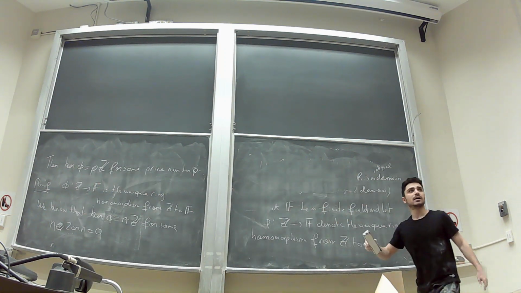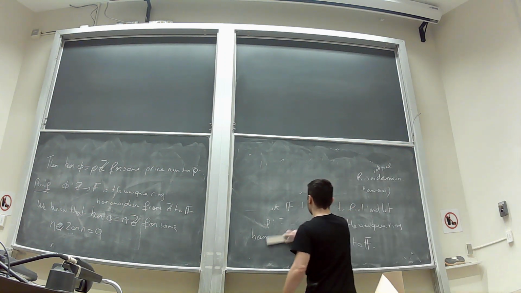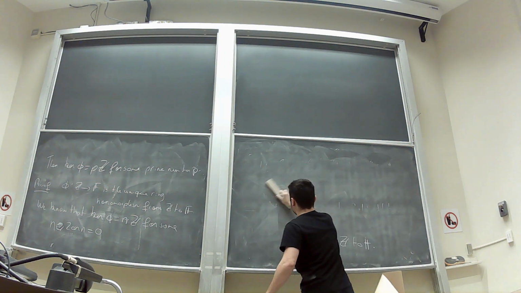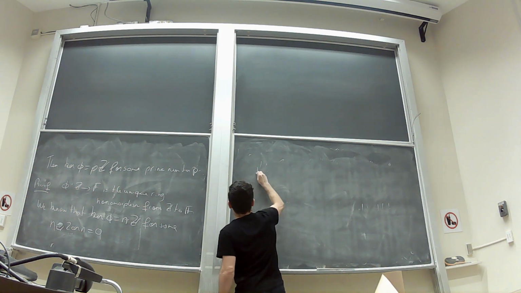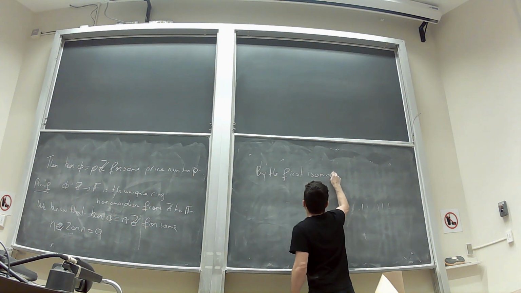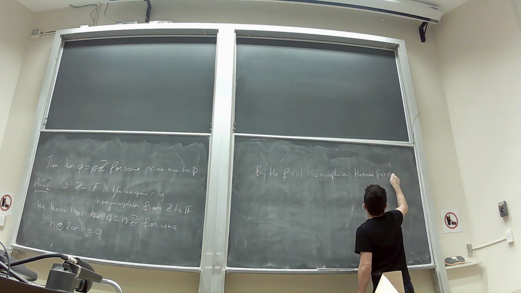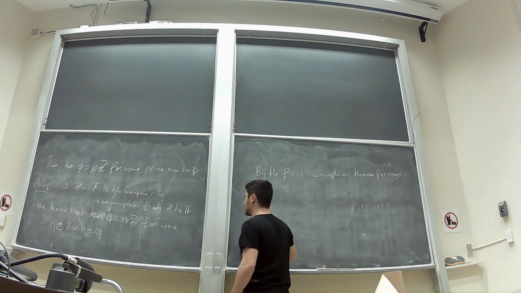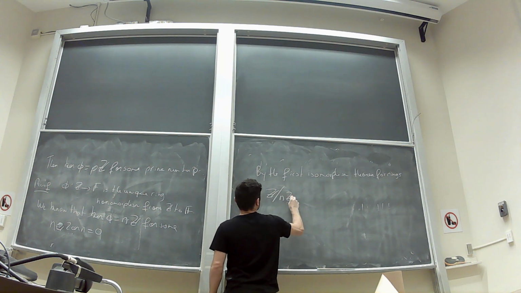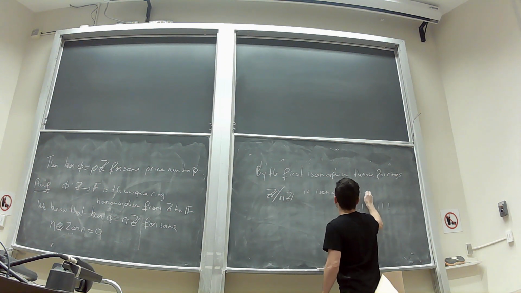Now, could it be 0, by the way? If the kernel is 0, what can I say about phi? It's injective. Can you find an injective homomorphism from Z to a finite set? No. So the kernel is not 0. We'll eliminate that. And so with the first isomorphism theorem for rings, Z mod nZ is isomorphic to a subring of F.